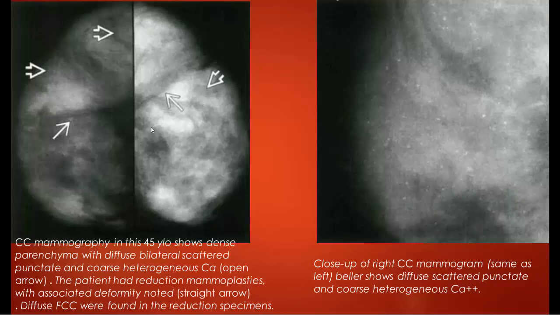Patient has reduction mammoplasty. Pathology proved diffuse fibrocystic change in the reduction specimen. Close up of this right craniocaudal shows diffuse scattered punctate and coarse heterogeneous calcification.